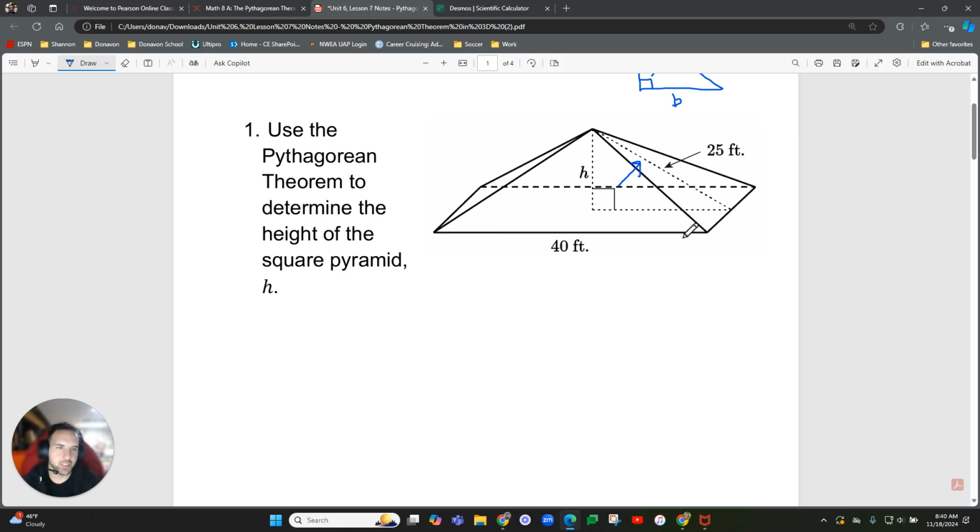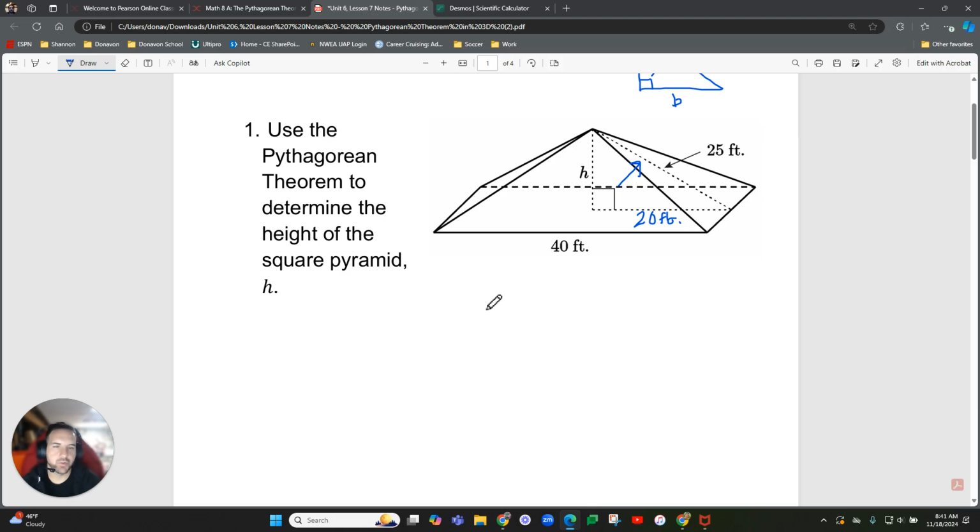Now, this entire length is 40. Well, the distance from the peak of the pyramid to the side is half of that. So it's like half that distance. So this would be 20 feet. So now we have two sides, and we just need to figure out what this height is.